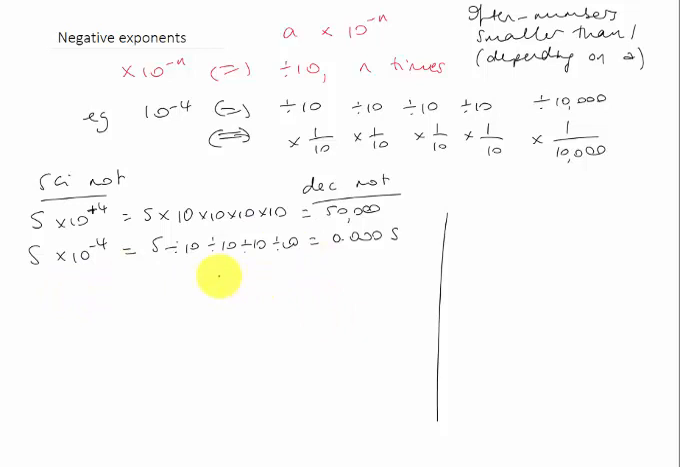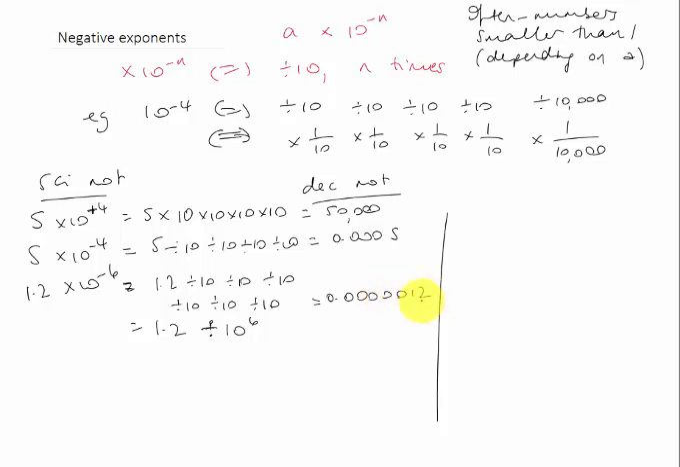So this fits with what I said, this is a number significantly smaller than 1. And then how about if we have 1.2 times 10 to the minus 6, that's 1.2 divided by 10 six times. 1, 2, 3, 4, 5, 6. So you could just say divided by 10 to the 6. That's another way of thinking about it. But anyway, that gives us 0.00000012. So that's quite clumsy, isn't it? So it's good to have the scientific notation.